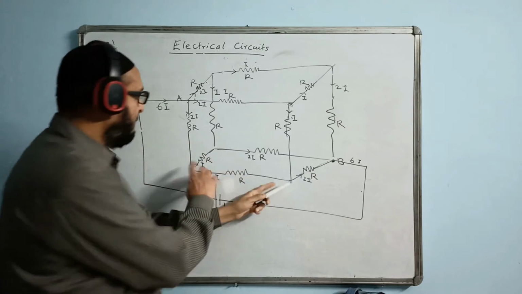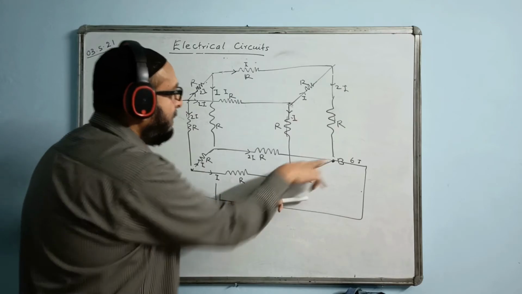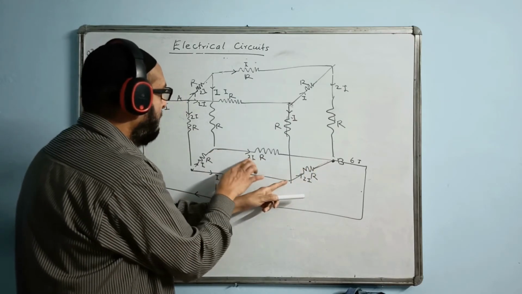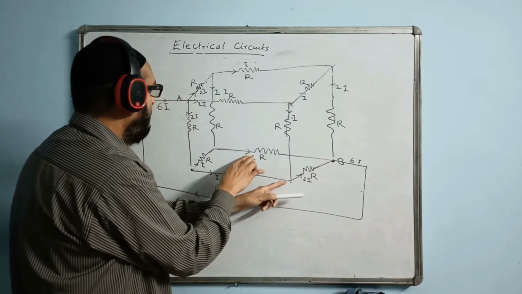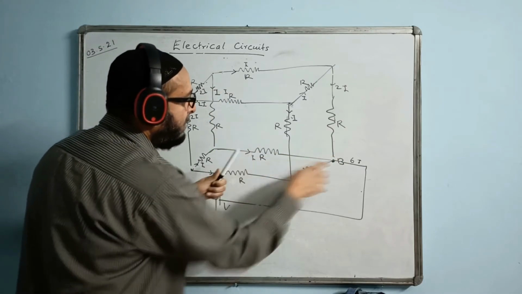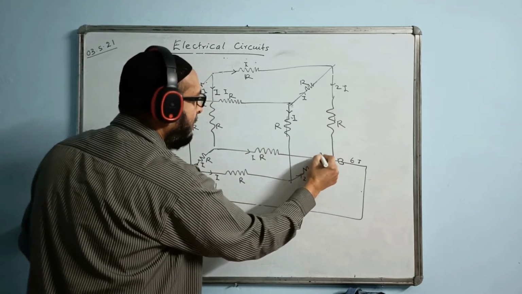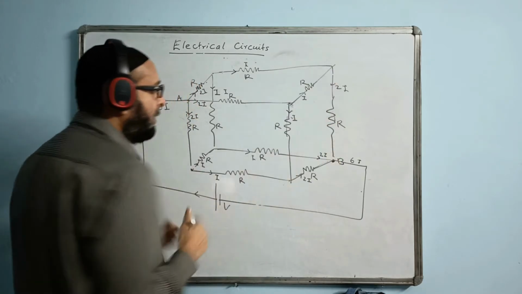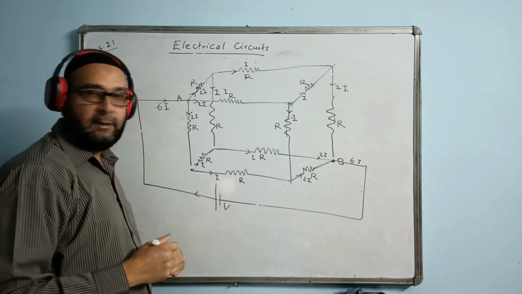Again, at this point, what is happening? This I and this I get together, becoming 2I. This I and this I again get together, becoming again 2I here. This also becomes 2I. The total becomes 6I.